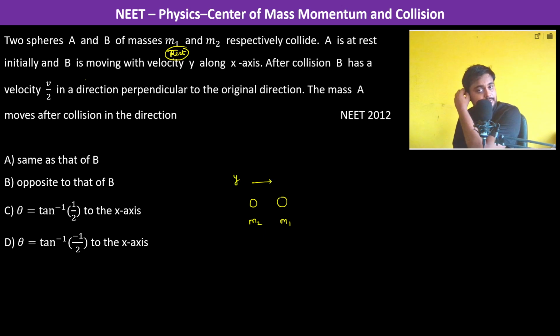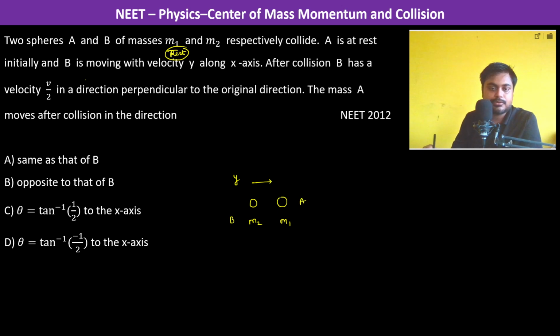Okay, after collision, B has, okay, so this is B and this is A. After collision, B has a velocity v by 2 in a direction perpendicular to the original direction. After collision, it is moving in this direction with a velocity v by 2. This is m2. The mass A moves after the collision in the direction.